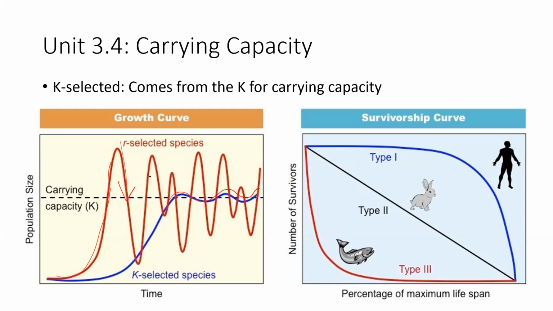Now, this is a very simplistic view. This R and K hypothesis is kind of not used in a lot of ways anymore because it gives us a good way to differentiate species that have R characteristics or K characteristics, but it doesn't tell us anything real about how these species are definitely going to act, because there's a lot of in between. There's a lot of species that are in between R and K.